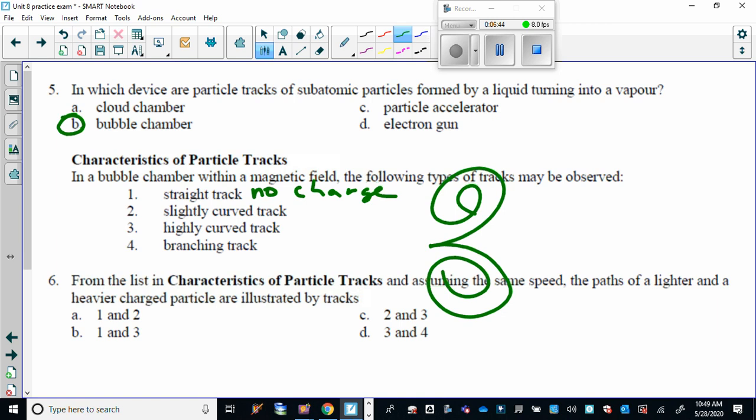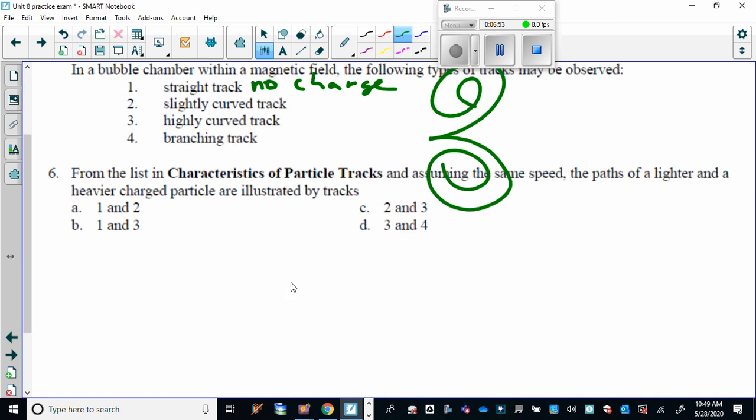From the list of particle tracks and assuming the same speed, the paths of the lighter and heavier charged particles are illustrated by tracks. Oh, okay, we've got a picture here.